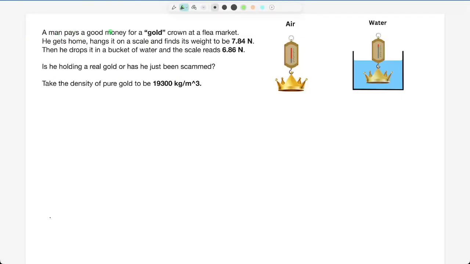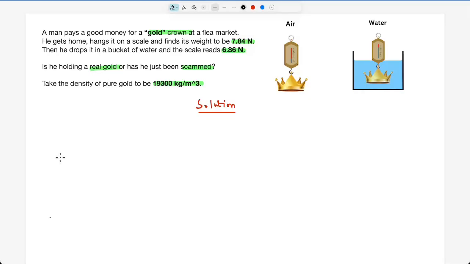A man pays good money for a gold crown at a flea market. He gets home, hangs it on a scale, and finds its weight to be 7.84 newtons. He then drops it in a bucket of water, and the scale reads 6.86 newtons. Is he holding real gold, or has he just been scammed?